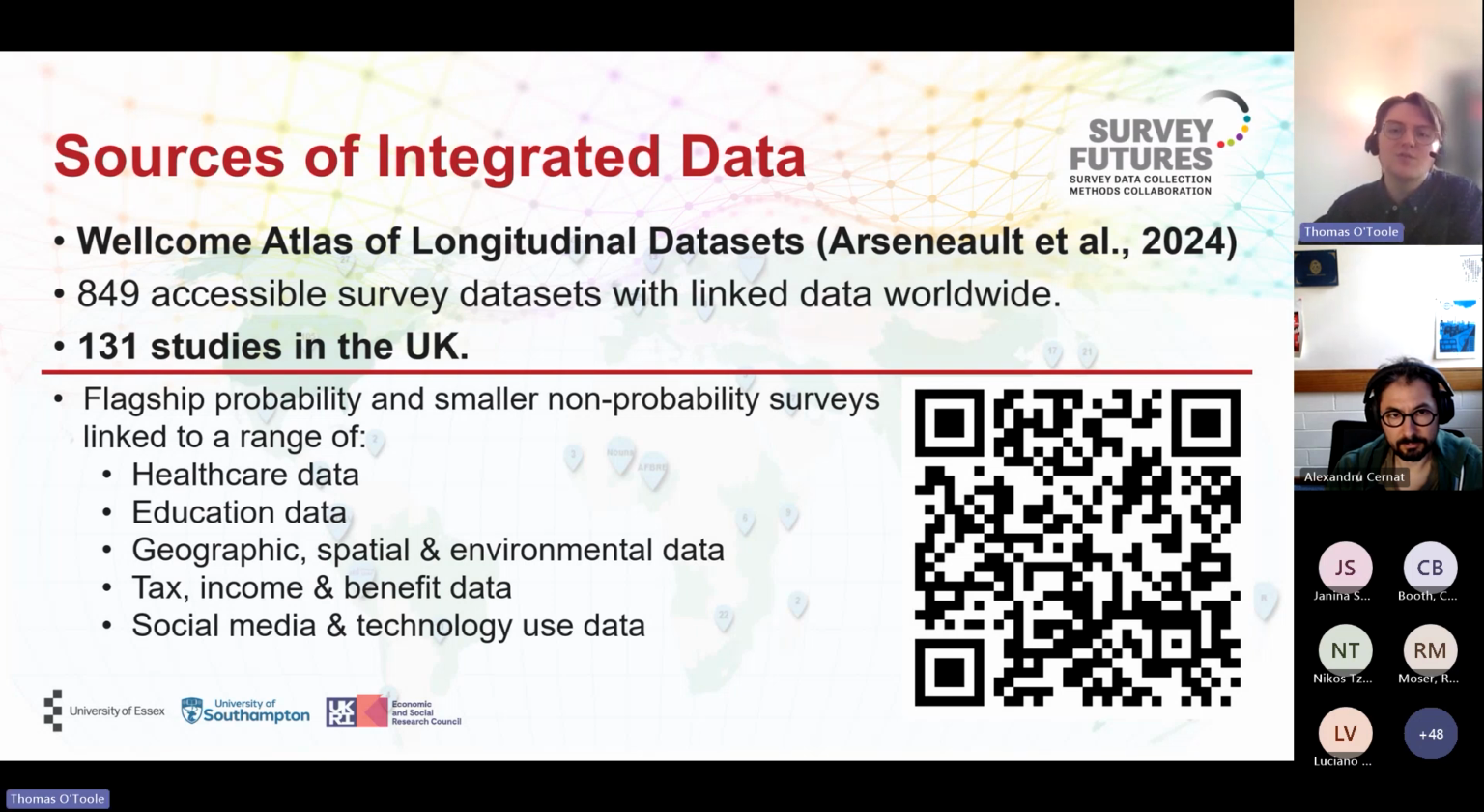The Wellcome Atlas lists whether or not our study has linked health, education, geospatial, income, and social media data. So if you're interested in getting the lay of the land as to which studies have linked data, this can point you in the right direction. It's recently launched and it's a little bit hard to Google, so I've included a QR code here which should take you straight to it. I'll pause for a second if you want to scan it.